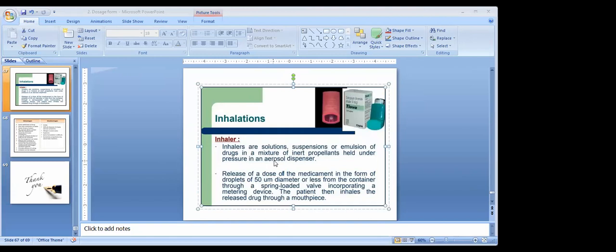It is a release of the dose of the medicament in the form of droplets of 50 micrometer diameter or less from the container through the spraying of the loaded valve incorporated emitting device. The patient then inhales the released drug through the mouthpiece.